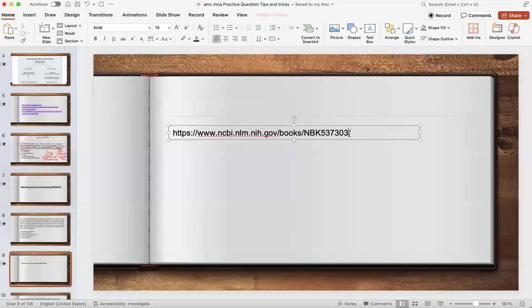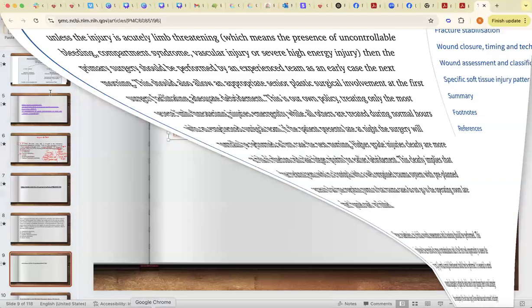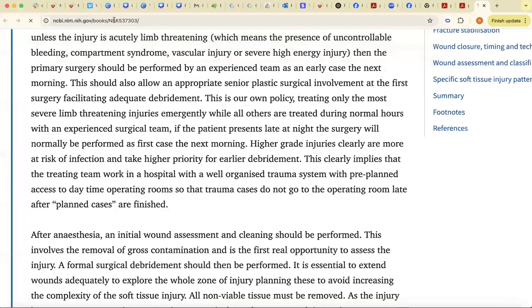If you want, you can go through this guideline in your own time about Riedel's thyroiditis to have a proper knowledge about it. This is also quite an important topic.